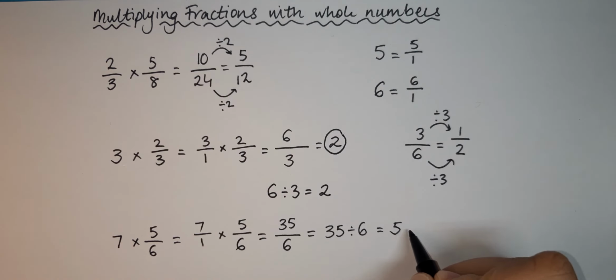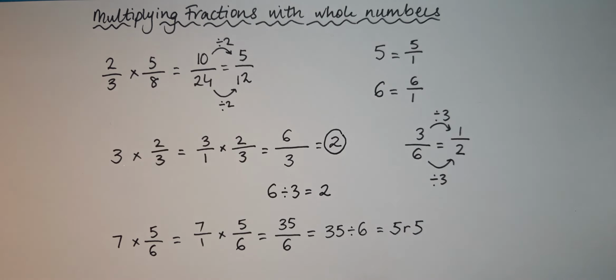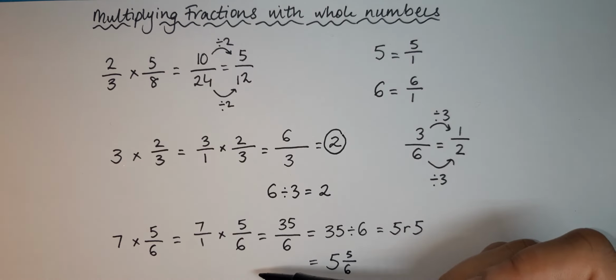And this would give us an answer of 5 remainder 5. And that is because if we do 6 times 5, we get 30, and then we've got 5 left over. So we can rewrite 35/6 as 5 and 5/6. So again, we've just changed the whole number into a fraction, and we've done the same process as we've done in the previous questions.